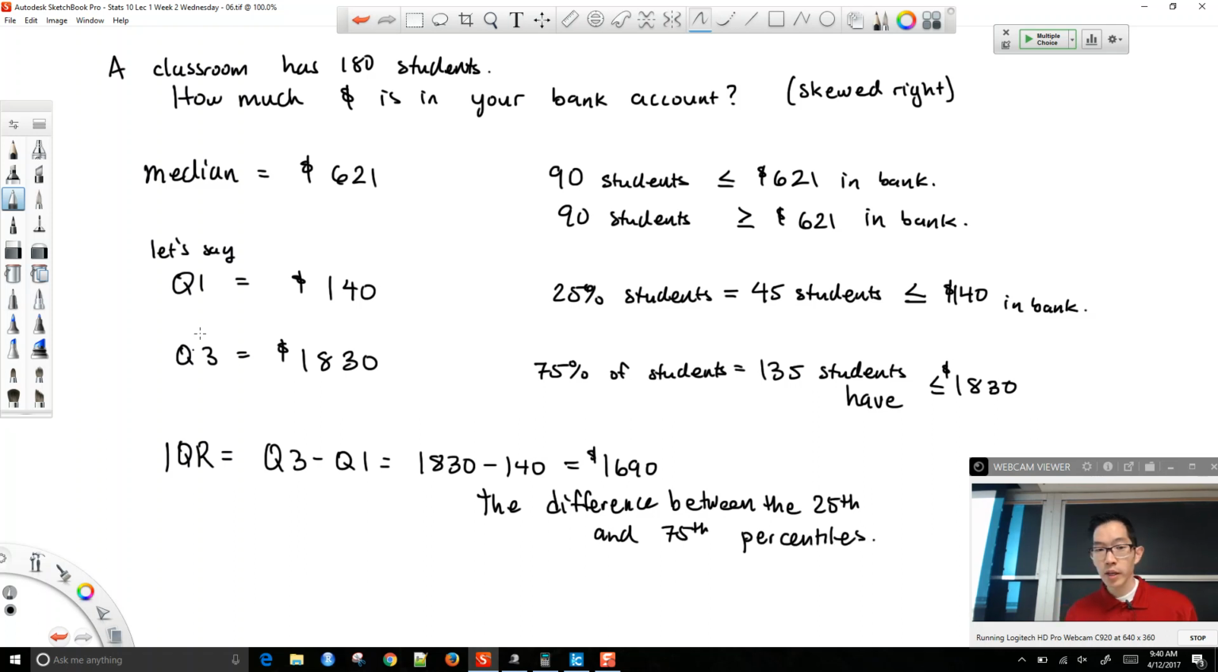Okay. How many people are between Q1 and Q3? How many students have between 140 and $1,830 in their bank? Well, 135 have less than or equal to 1,830, and 45 have less than or equal to 140. So that means 90 students are between these two numbers.